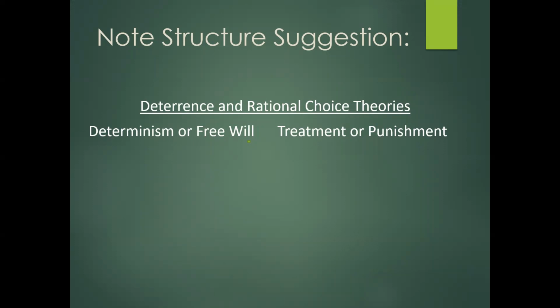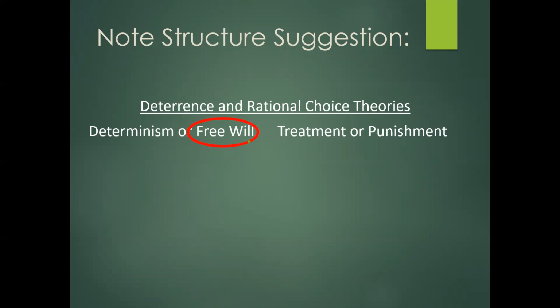So are deterrence and rational choice theories based on determinism or free will? We're talking about choice, or are we talking about predetermination? Or not even predetermination, but just determinism. They're free will because they're based on making the choice to not commit the crime. We want to increase the cost of the offense and decrease the value or the benefit of the offense.